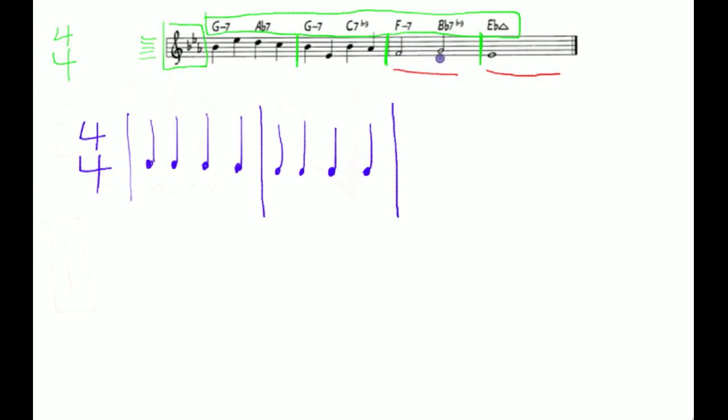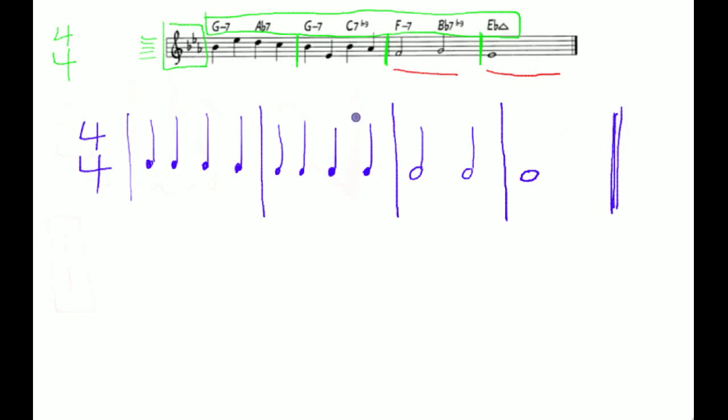And third measure, 2 half notes, right? So we're just going to write down our 1, 2. There we go. And the last measure of the piece is just a whole note. So just write down our whole note like that. And then that's the end of this example.